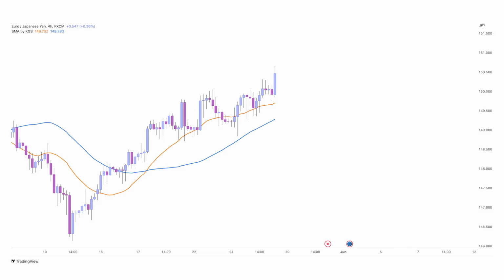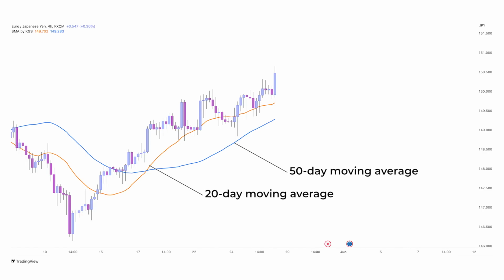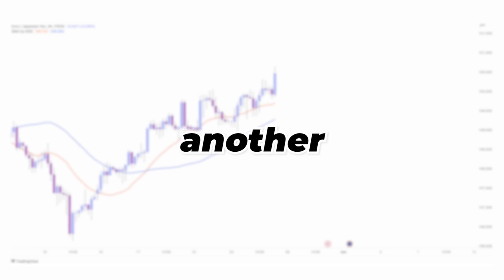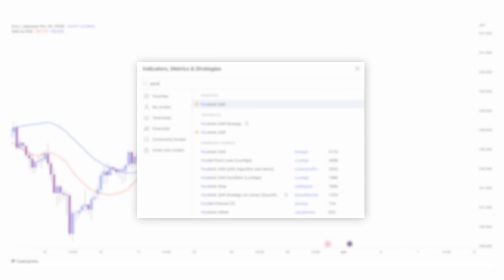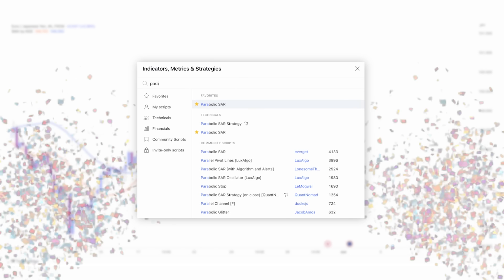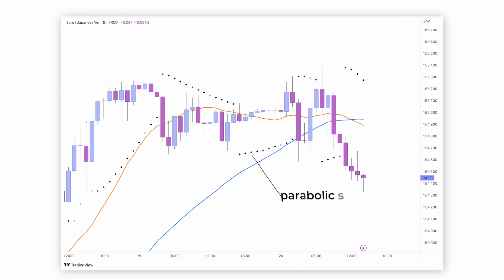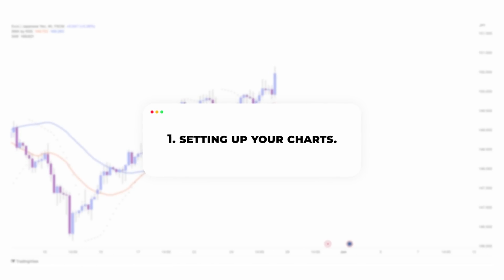So my trading strategy mainly relies on two things: the 20 and 50 period moving averages. They help me to understand market trends and pinpoint the best times to enter and exit trades. But there is another important tool that I use in conjunction with the moving averages, and that's the Parabolic SAR. It serves as a great complement to the moving averages, helping me to spot potential reversals in the market trend. So let's dive a little deeper into how I use these tools and how to set them up on your chart.